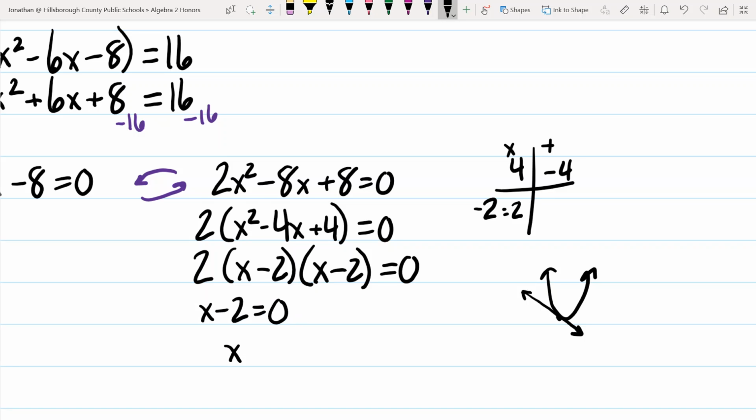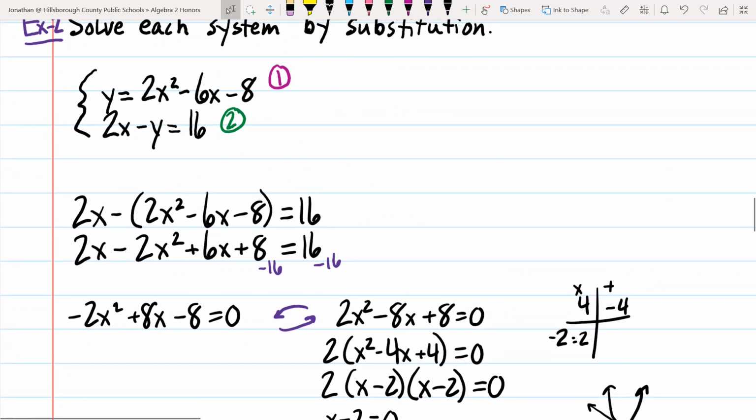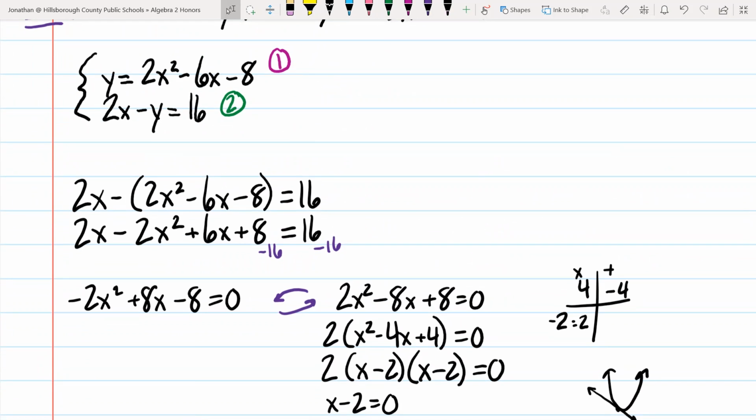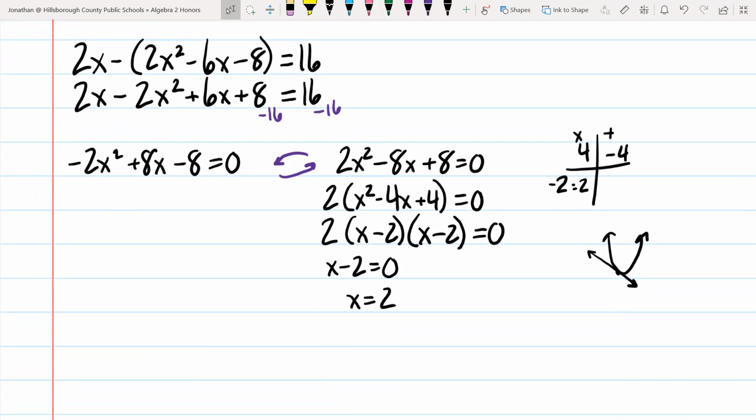And that point, well, the x value at least, is 2. So x equals 2. Of course, we are not done here. We need to plug this back into one of the first two problems. Again, I always recommend a linear problem. It'll work out a lot nicer for you. So plug it back in.